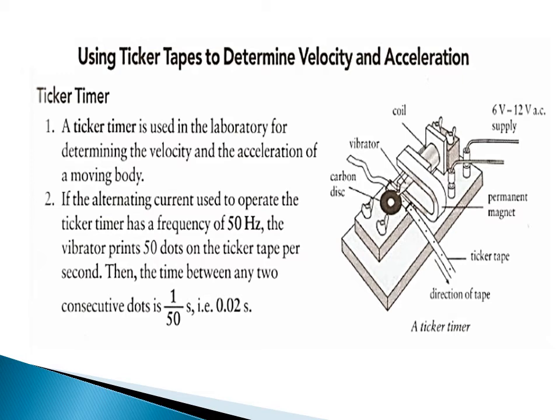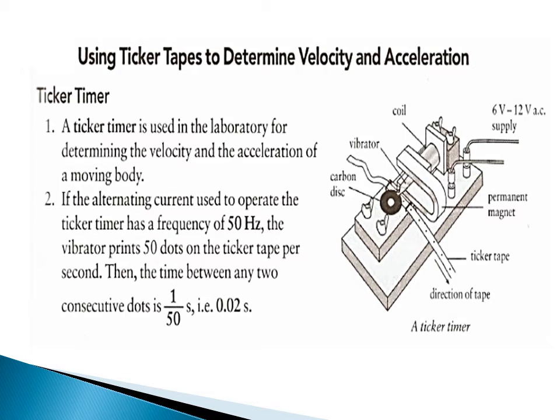Okay. Secondly, the alternating current used to operate the ticker timer has its own frequency, which is 50 Hz. The vibrator prints 50 dots on the ticker tape per second. Then the time between any two consecutive dots is 1/50 second, or you can say 0.02 second. Okay, so let me explain more. Meaning, in 1 second, the ticker timer will print 50 dots on the ticker tape.